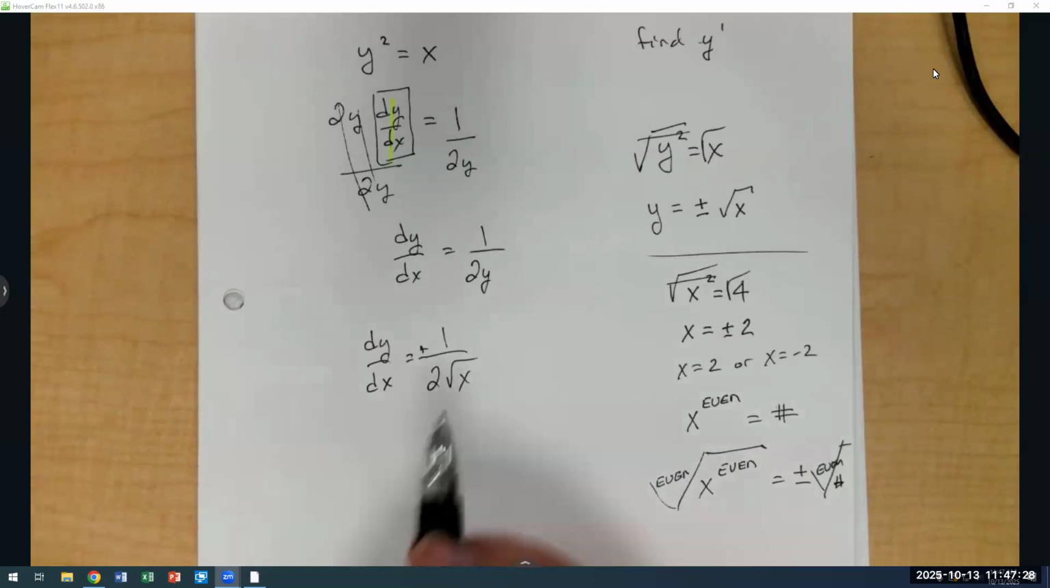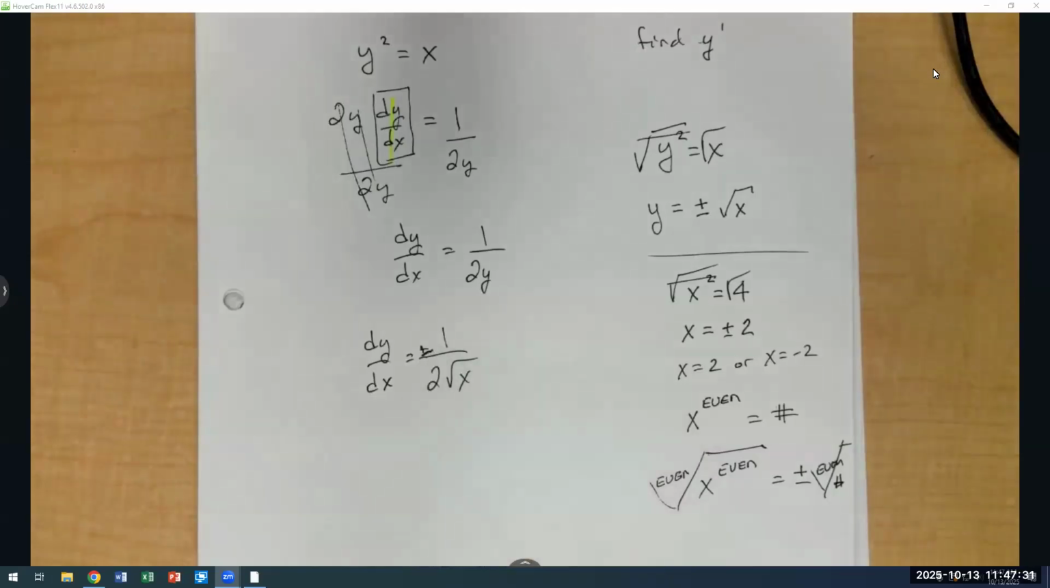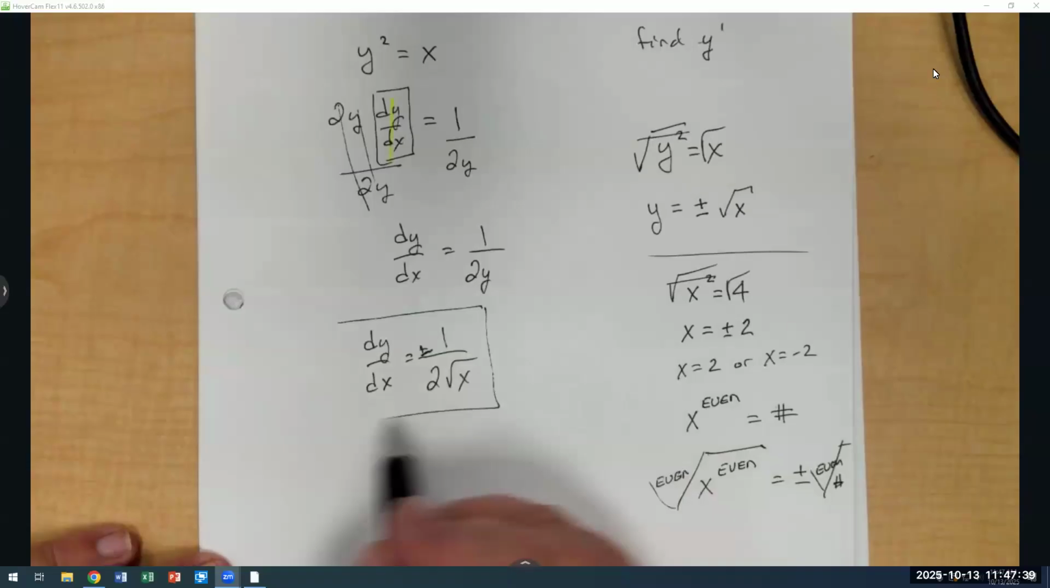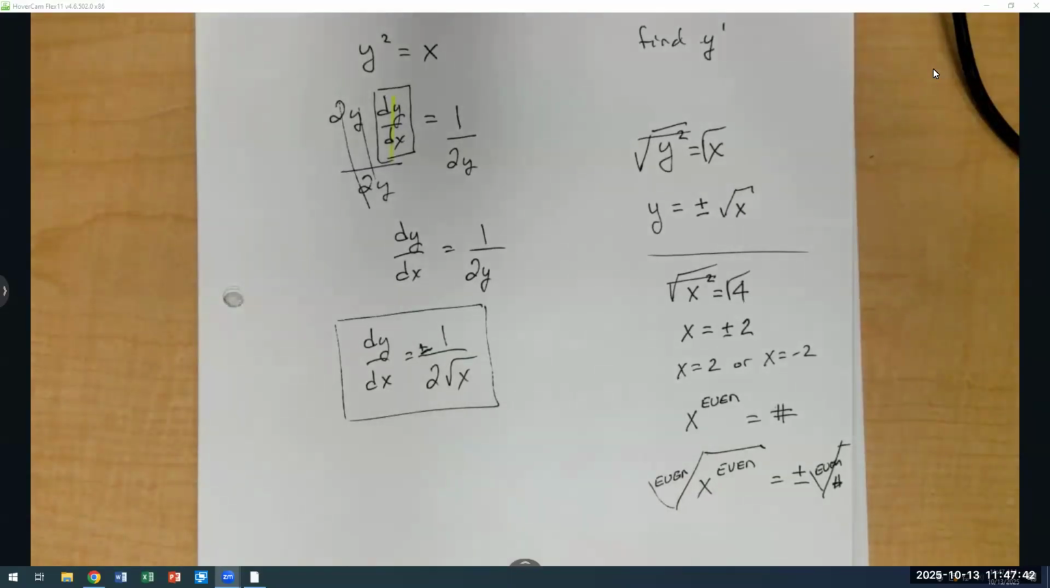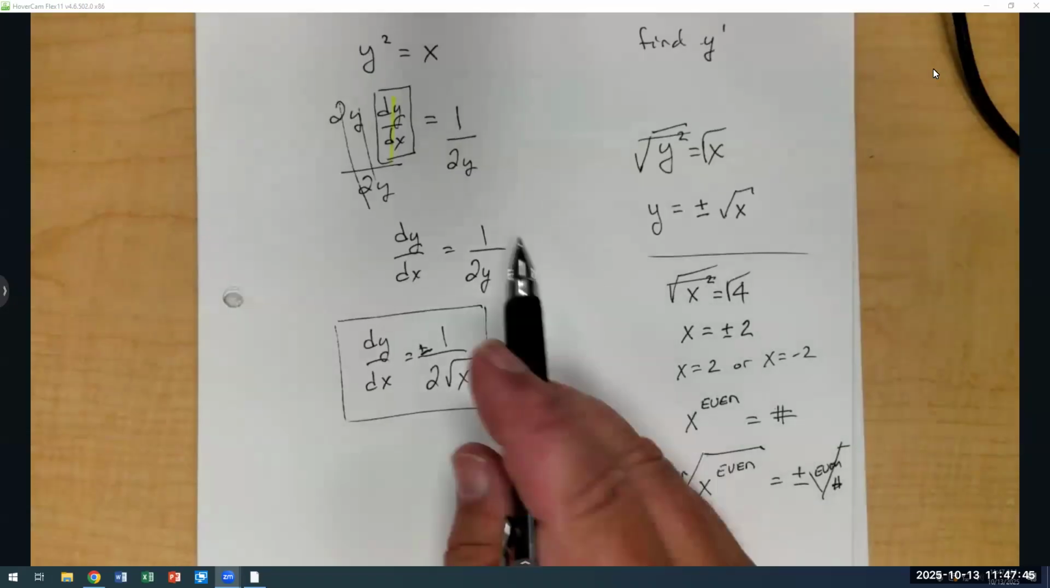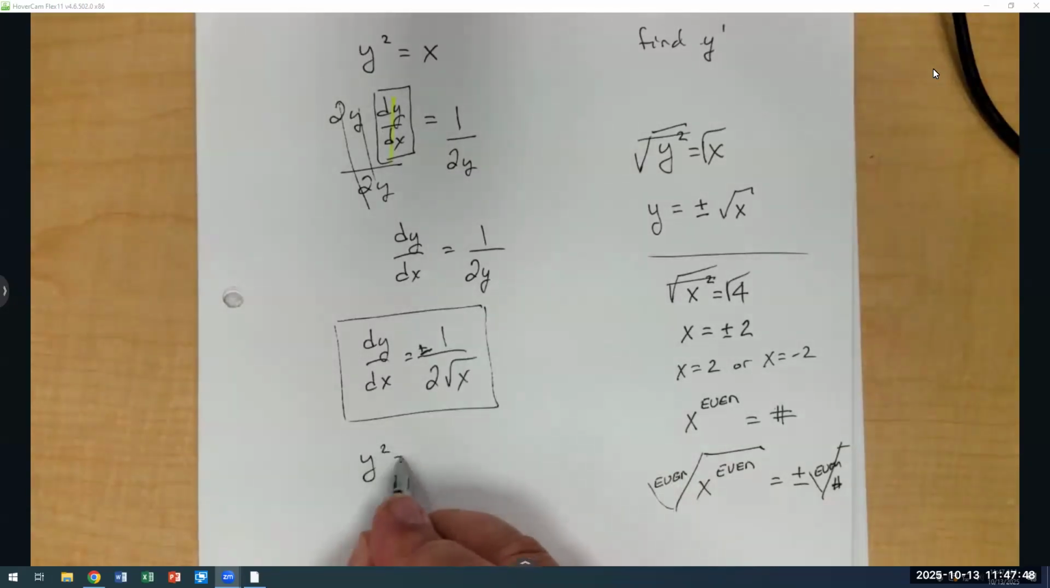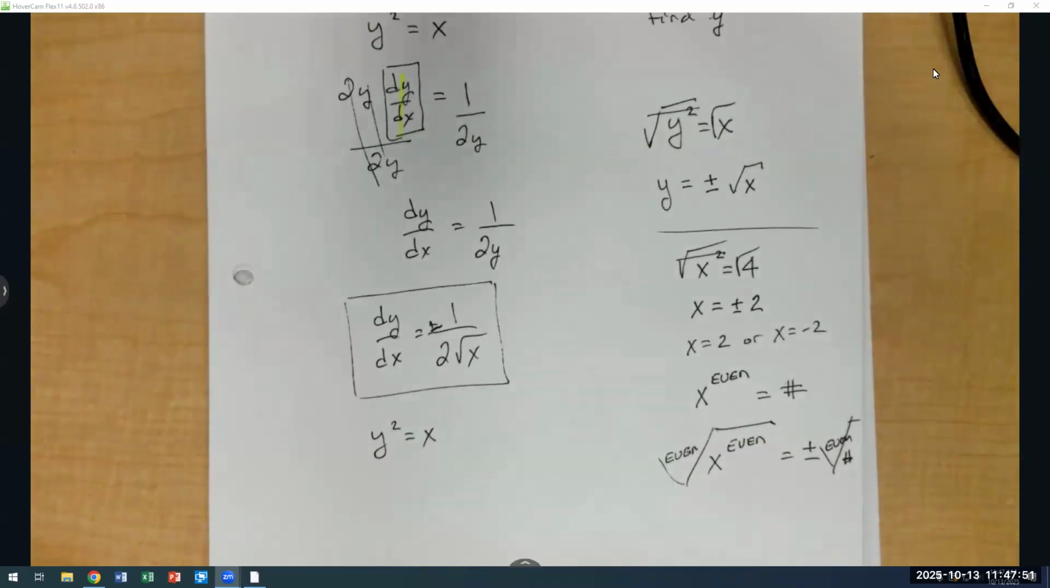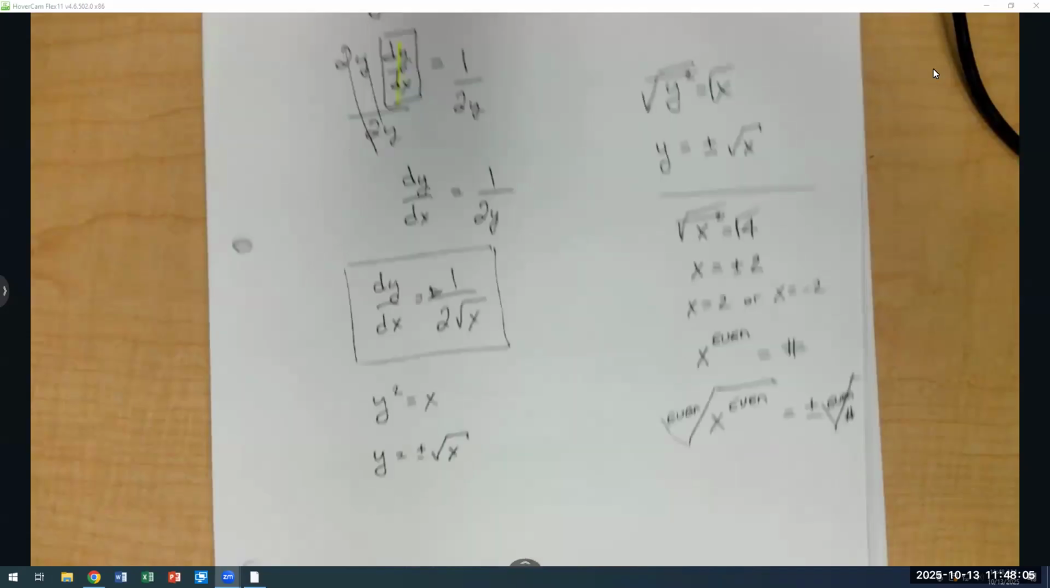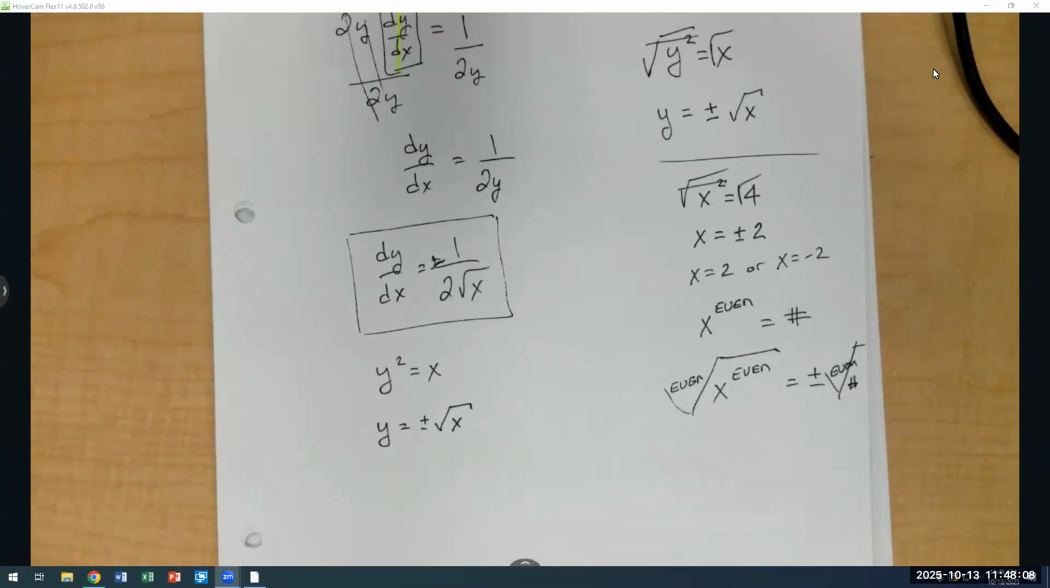So what does that tell us? This is plus or minus 1 over 2 radical x. Why is this a true solution? To know that, we have to look at the original equation. When we solve for it, we got y equals plus or minus radical x.